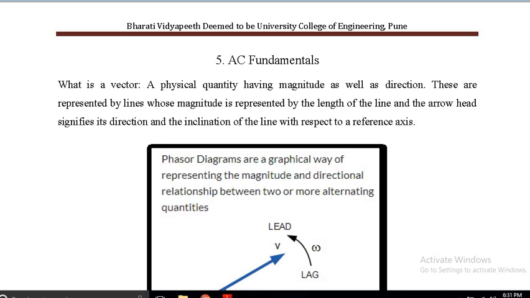Now the vector can be represented in two ways. One is what is called rectangular and another is what is called polar. So when we give rectangular dimensions, that means real part and imaginary part, this form is called rectangular form. And when we give the magnitude of the vector and inclination with respect to a reference axis, this is what is called polar form.